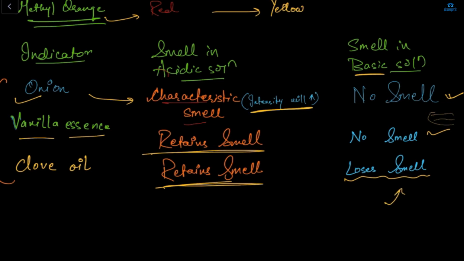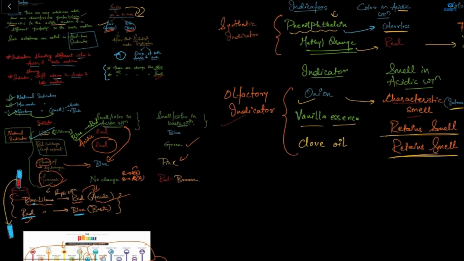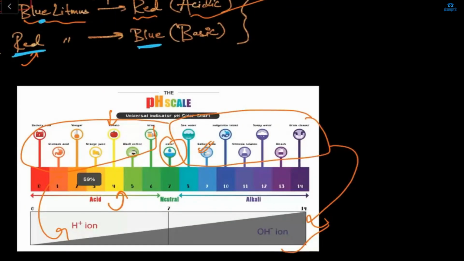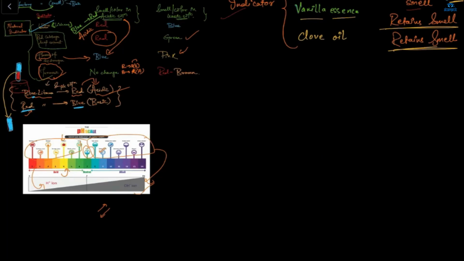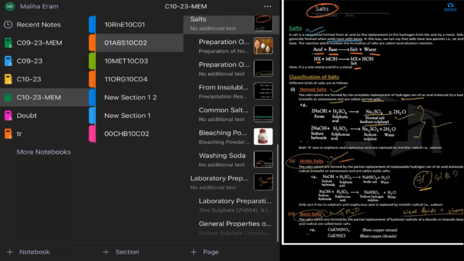So what are the three kinds of indicators? Name them. Ma'am, natural, man-made, and olfactory. And what is olfactory? Olfactory, ma'am, is based on the smell. It depends on your smell. So you have to see this pH value and then you can easily predict what is acid and what is base. Next one is salt.